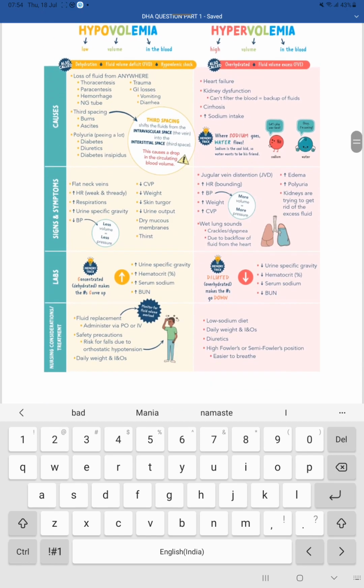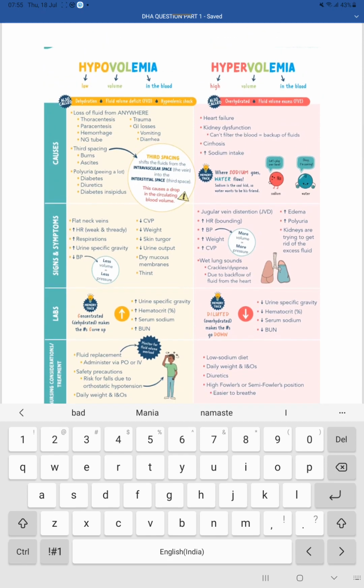That's why in the blood checkup you will get decreased hematocrit, decreased serum sodium, decreased urine specific gravity in the urine, and decreased blood urea nitrogen. These are the clinical features of hypervolemia. In hypovolemia, there is less volume of blood. It is also known as dehydration, that is, fluid content is very less. Fluid volume deficit and hypovolemic shock are synonyms of hypovolemia.